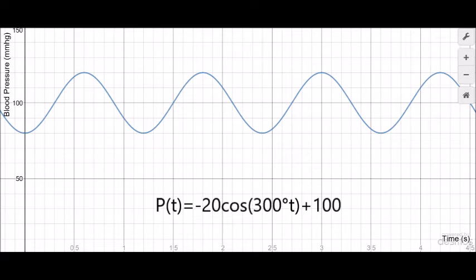From Desmos, we can see that our equation and graph are related. The blood pressure fluctuates between a low of 80 millimeters of mercury and a high of 120 millimeters of mercury, meaning, as we said, this function was shifted 100 units up and fluctuates 20 up or down from that spot. We can also see it is a cos graph, as at 0 seconds the function is at its lowest and is about to go up. Lastly, we can see our period was correct since this graph has a period of 1.2 seconds.